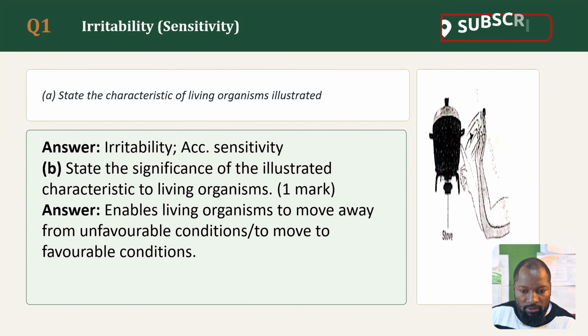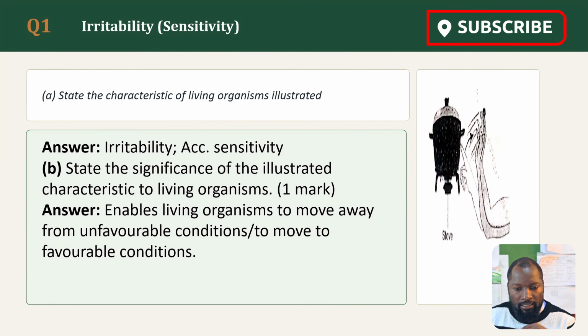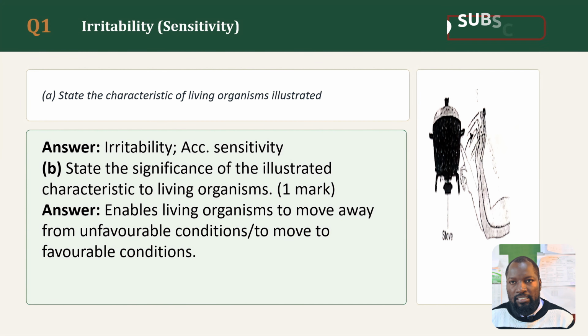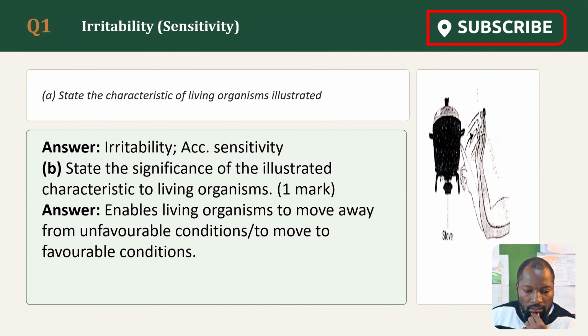So this is a response. It's a characteristic, a response to a certain stimulus. In this case, a stove means there is heat, and therefore this is an action of withdrawing the hand after touching that stove. This is a characteristic of living organisms, and we call it irritability, or sometimes sensitivity. Irritability or sensitivity. Now, question B, they're asking us to state the significance of the illustrated characteristic to living organisms.